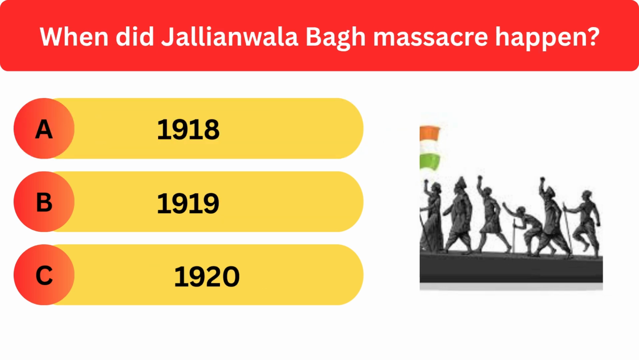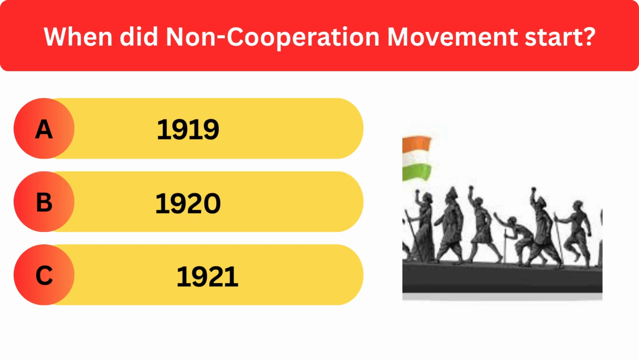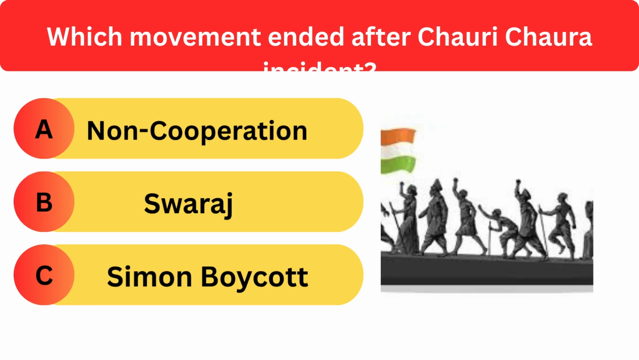When did Jallianwala Bagh massacre happen? 1918, 1919, 1920. Correct answer is 1919. When did non-cooperation movement start? 1919, 1920, 1921. Correct answer is 1920. Which movement ended after Chauri Chaura incident? Non-cooperation, Swaraj, Simon boycott. Correct answer is non-cooperation.